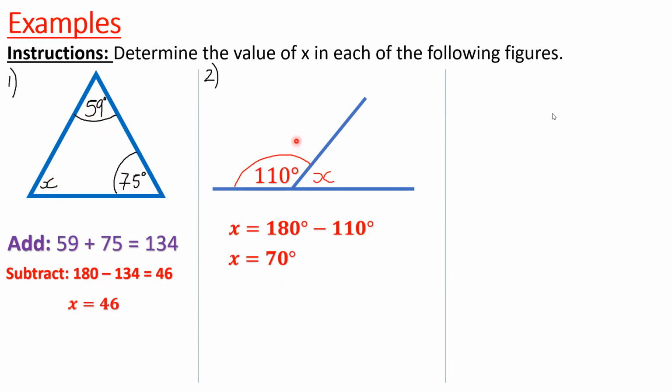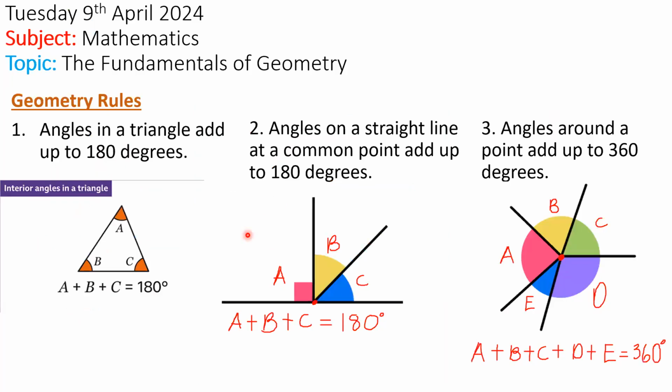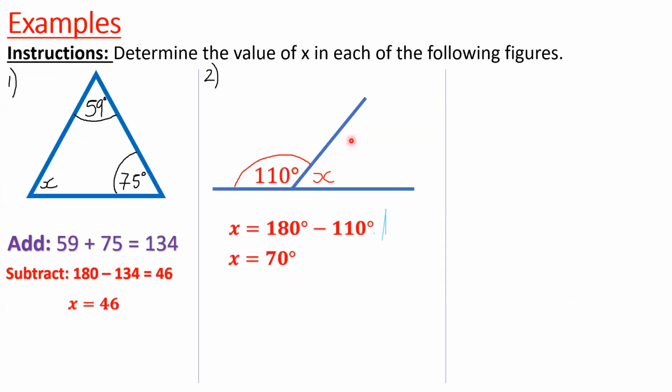And then the next one, if we look at the rule, it tells us that angles on a straight line at a common point add up to 180 degrees. That means that the angles at a common point on a straight line must add up to 180 degrees. So if we have x and 110, and we add them together, it should give us 180 degrees. So in order for us to figure out what x is, we have to subtract 180 and 110, and that gives us what? 70. You understand that, Kema?